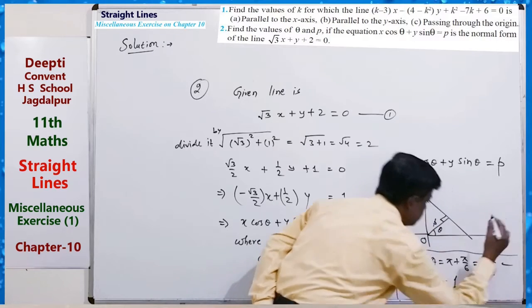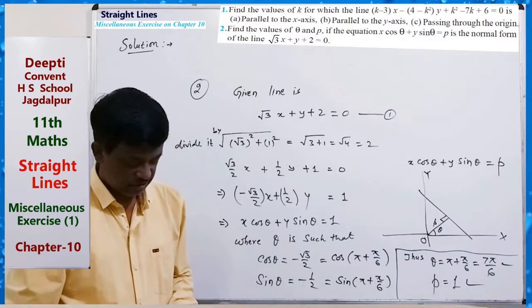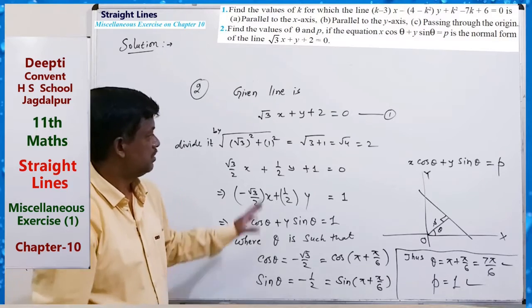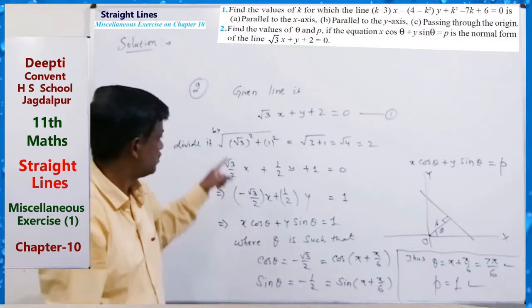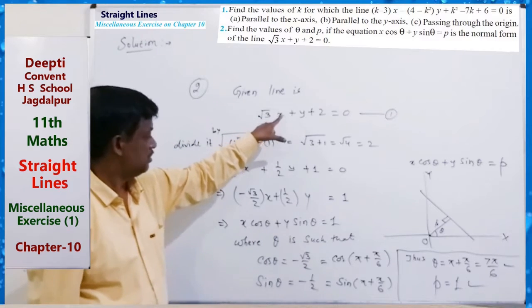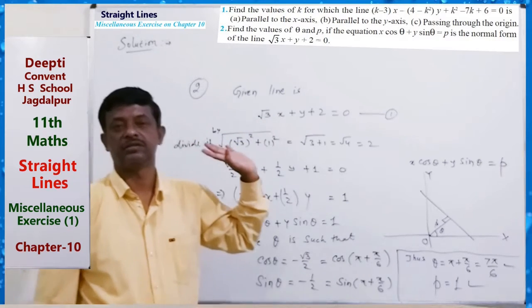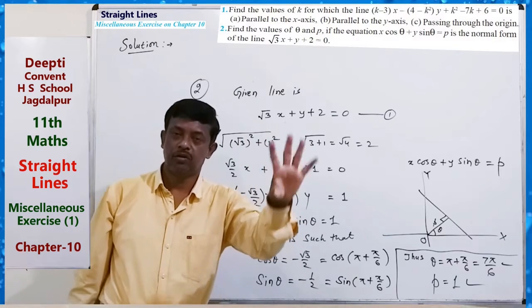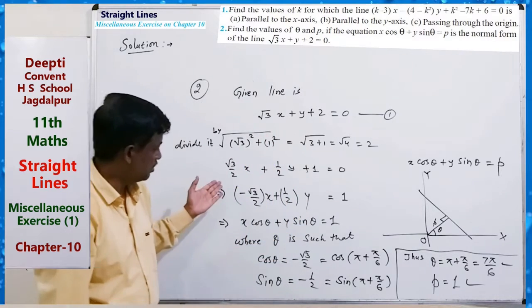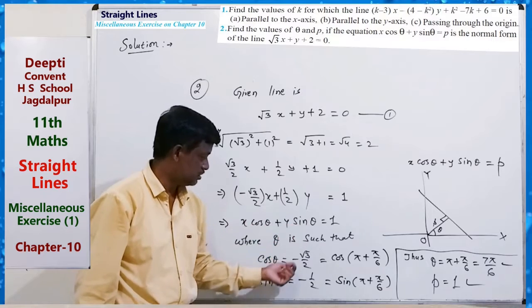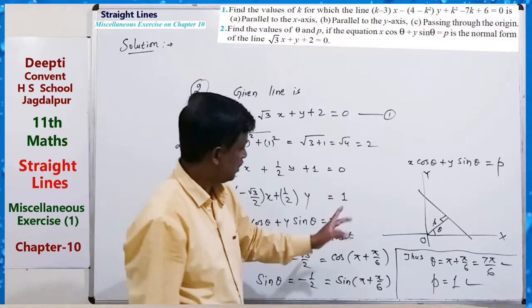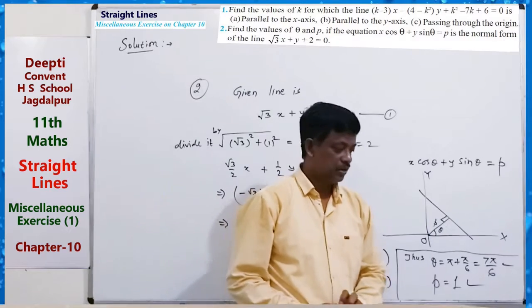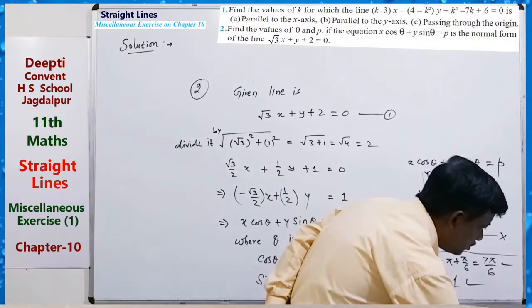So this is the value. Clear? So for finding p and theta, just divide the equation by the root of the sum of the squares of the coefficients of x and y, and then you can write it like this: cos theta, sin theta. Just find the value of theta which will satisfy this, and the right hand side is p. Clear?